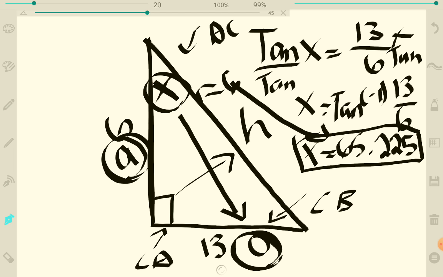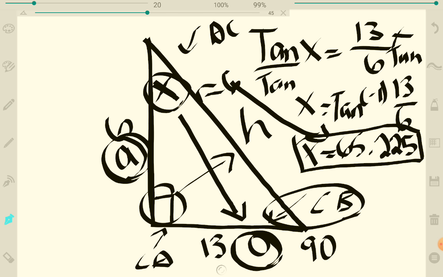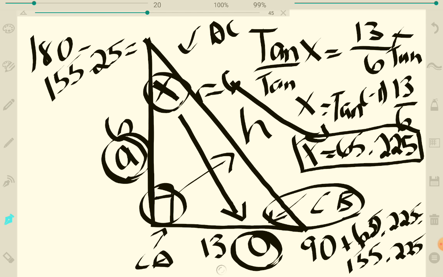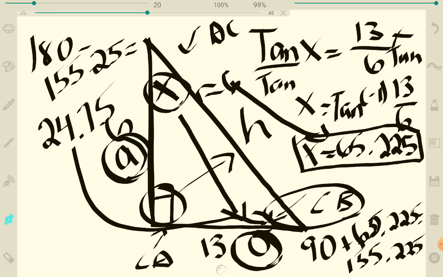And there's only one way with tan to do this, and that would be to get your 90-degree angle from right here and add it to this answer right here, 65.225, and you should get 155.225, and if you do 180 minus 155.225, you should get 24.75, and 24.75 is going to be your angle B right here.